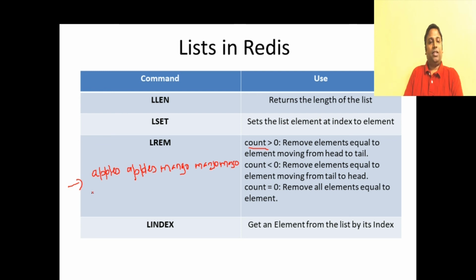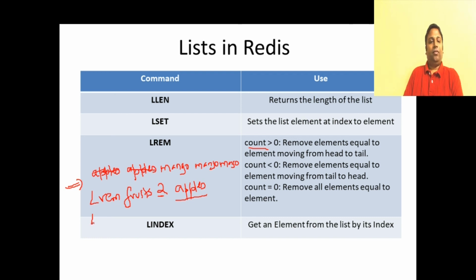lrem takes these arguments. When I give lrem, I should give the name of the list. So consider this to be the fruits list. And then I should give the number of items that should be removed. So here 2. When it is a positive count, it means you start from the beginning and remove the items. What items to remove? If I give apples, you match apples and remove 2 apples from the beginning of the list. So when this count is positive, it goes to the beginning and removes these 2 apples.